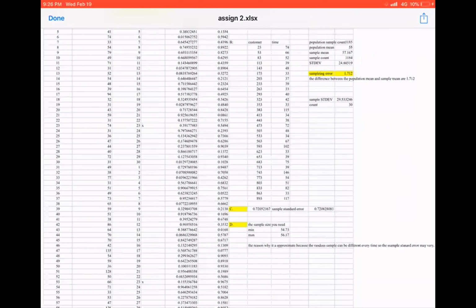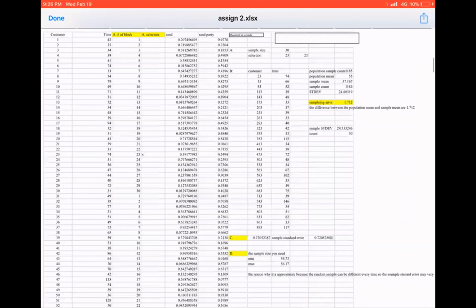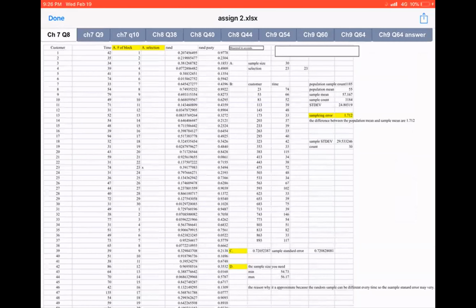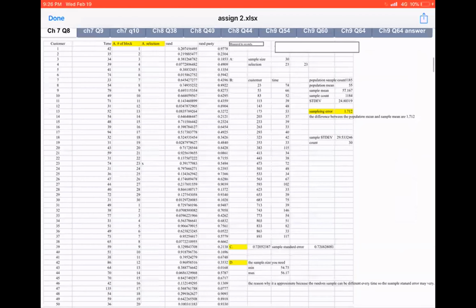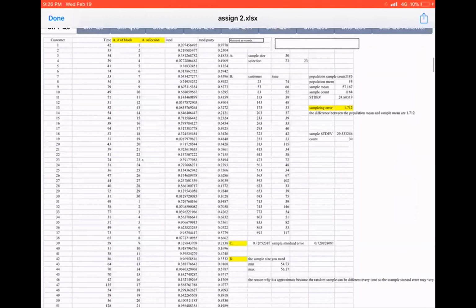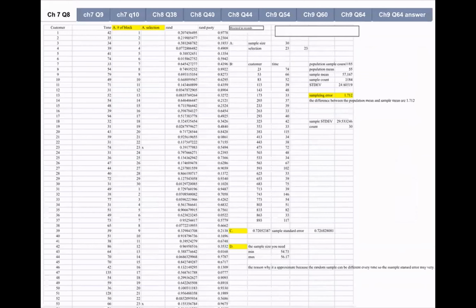So chapter 7, question 8. I think I did everything correct except part D, the sample size that you need. Do you do the minimum and the maximum? I don't know what the question is. I'm sorry, do you have the question? Yes, I do.